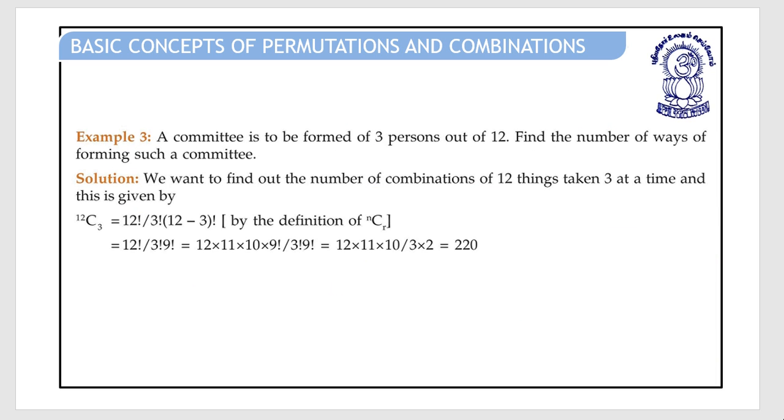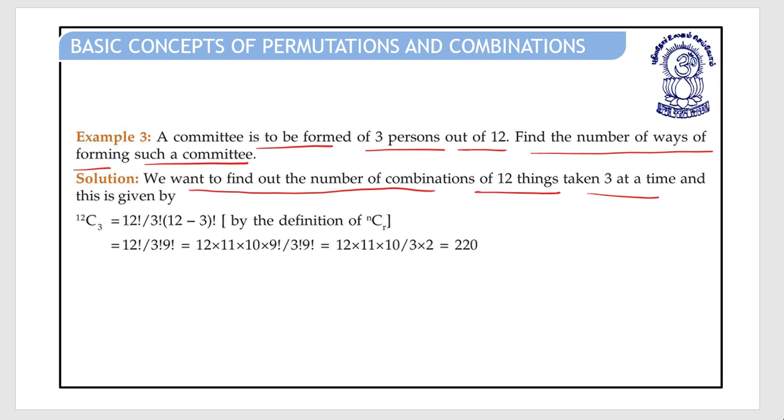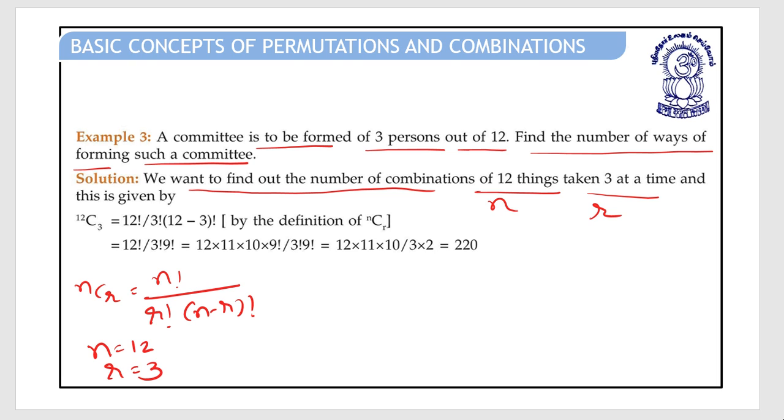Example number 3. A committee is to be formed of 3 persons out of 12. Find the number of ways of forming such a committee. We want to find the number of combinations of 12 things taken 3 at a time. 12 means n, taken 3 means r. This is given by nCr, n factorial upon r factorial into n minus r factorial. Put the value of n equal to 12 and r equal to 3.